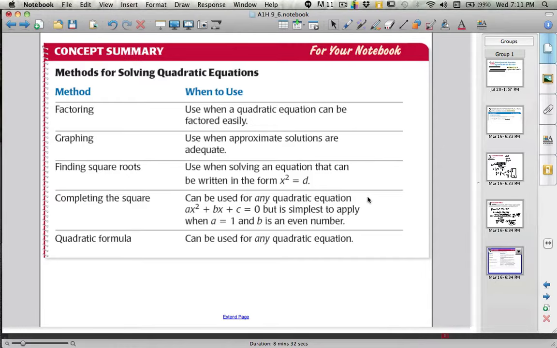Otherwise, you're going to create some pretty interesting fractions, and not all of us really want to work with fractions, so you can avoid that by moving on to the quadratic formula. But of course, the quadratic formula is a fraction, so you're still going to be working with fractions. So generally, the quadratic formula is my last choice. I like it if the numbers are large and awkward, like in that last example.